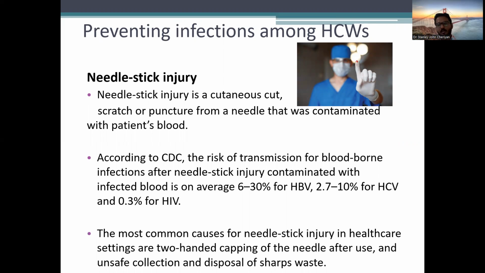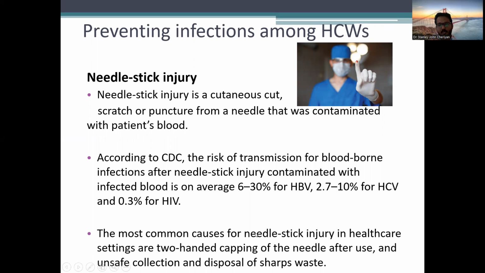Another important thing that we need to discuss is needle-stick injuries. According to the CDC, if you get a needle-stick injury with contaminated infected blood, you're at an average risk of 6 to 30% for hepatitis B virus, 2.7 to 10% for hepatitis C virus, and a 0.3% chance of getting HIV.